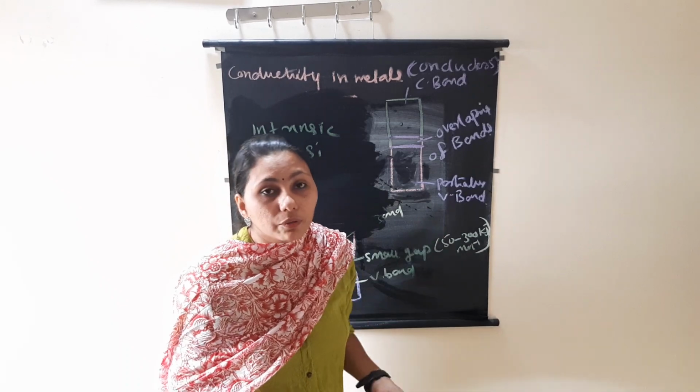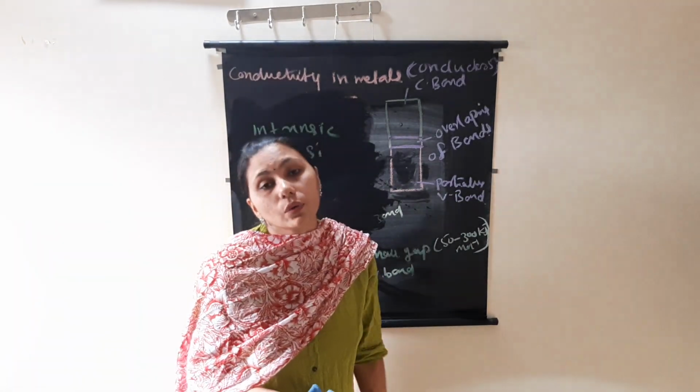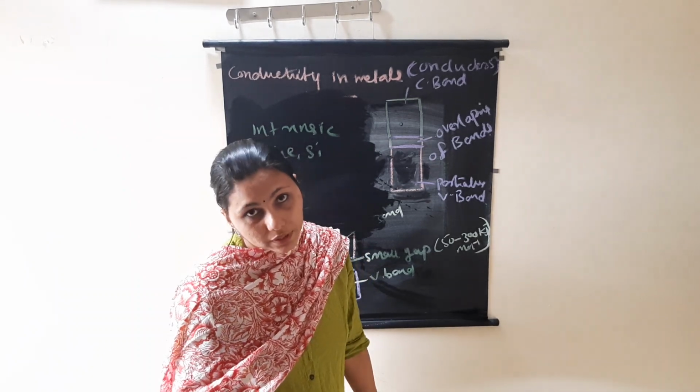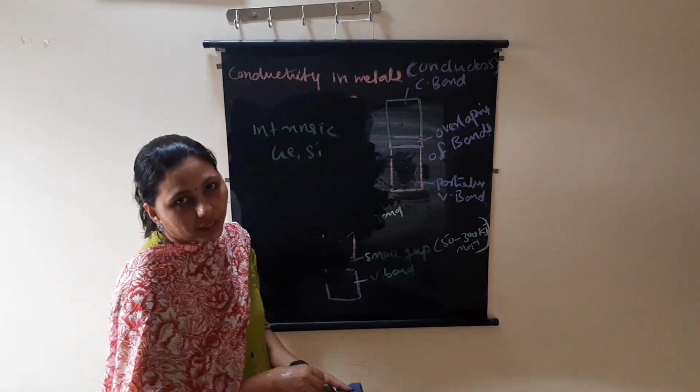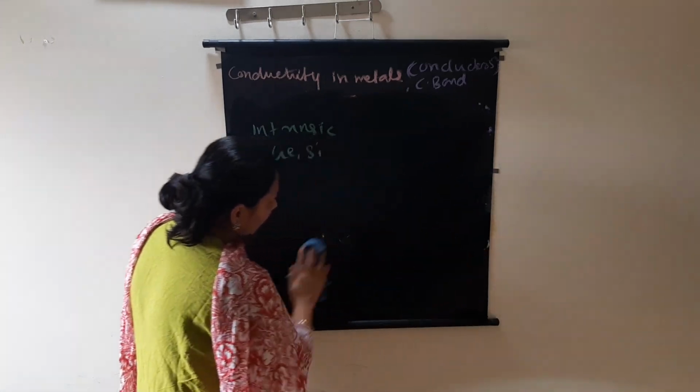Examples for intrinsic semiconductors are germanium and silicon. The pure semiconductivity exhibited by pure substances like germanium and silicon is known as intrinsic semiconductivity. Next I am moving to extrinsic semiconductivity.